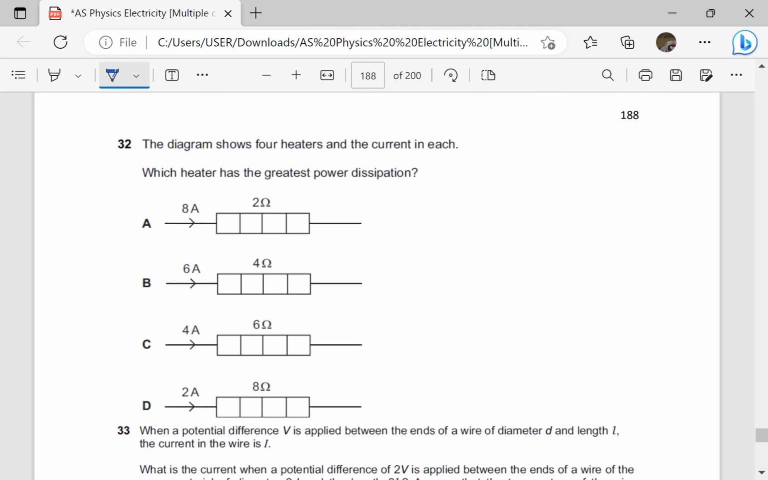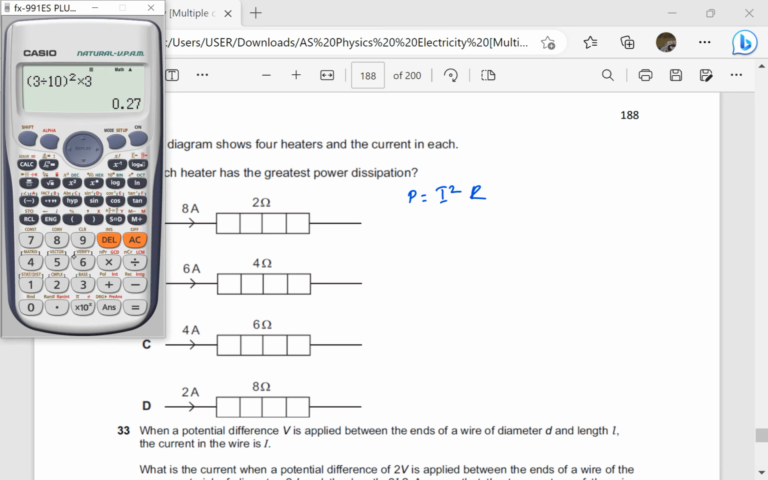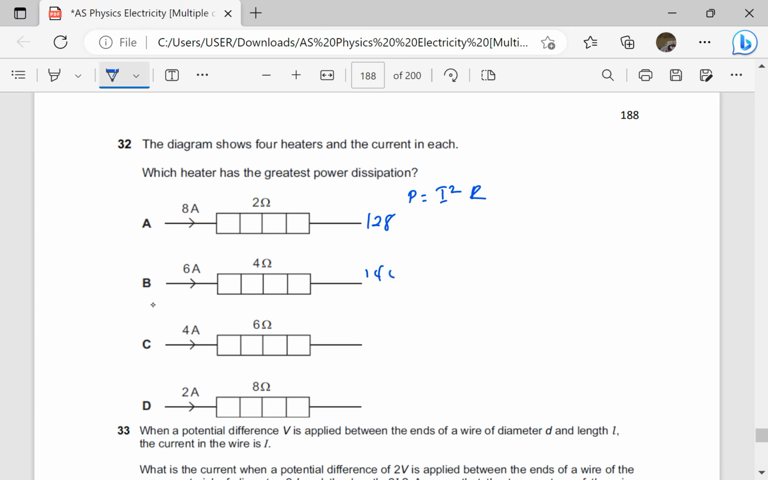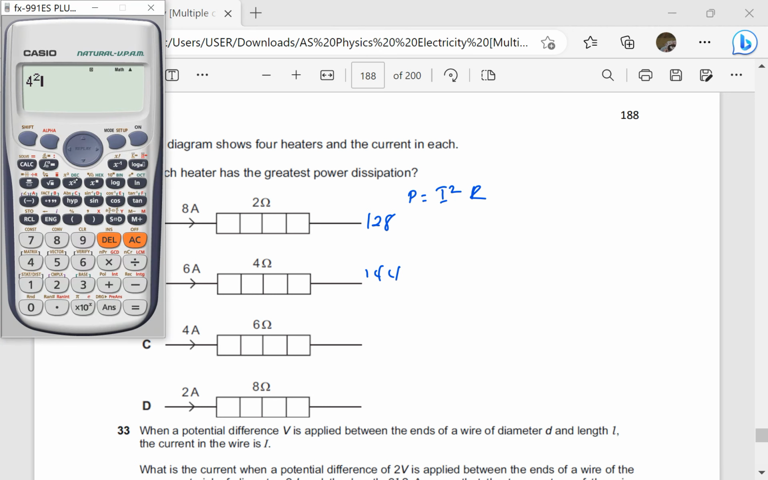The diagram shows 4 heaters and the current in each. Which heater has the greatest power dissipated? So we know that power is going to be I squared times R. So I'll just check with the calculator. For the first one, we have 8 squared times 2. That is 128. For the second one, we have 6 squared times 4. That is 144. The fourth one is 4 squared times 6. The third one, that is 96. And the last one is 2 squared times 8, which is 32.